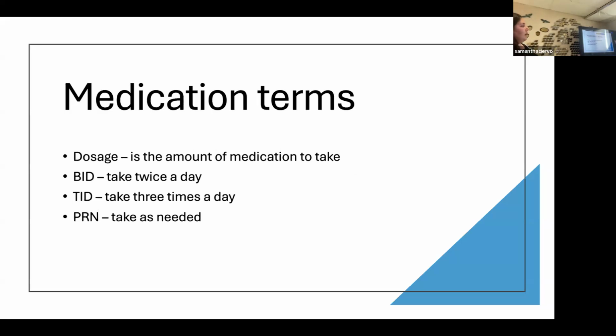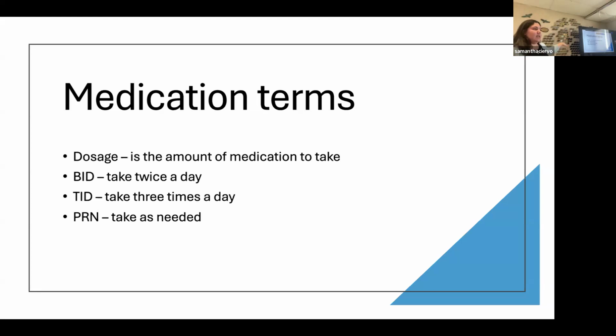Some other things I want to go through are medication terms. Sometimes the doctor will give you a prescription and tell you to take it a certain way. A dosage is the amount of medication you take. Then they'll instruct you how often you need to take that medication. If they say take 2 pills, you wonder, do I take both in the morning? Do I take both at night? You have to make sure you follow the instructions clearly. So dosage is the amount.